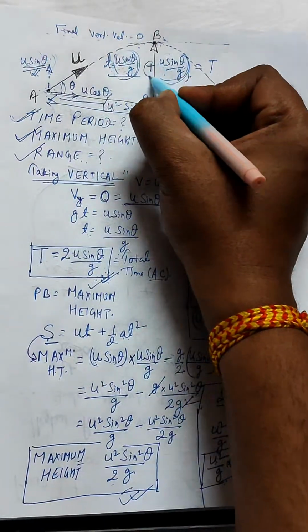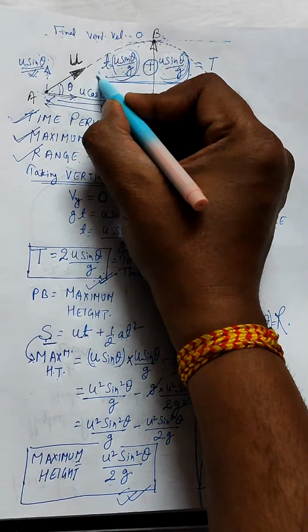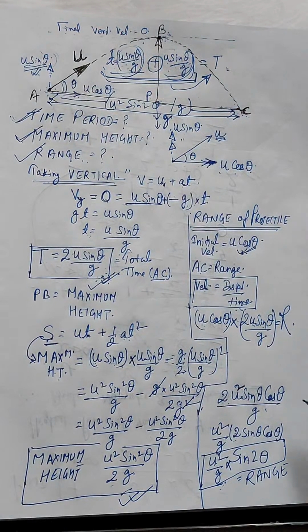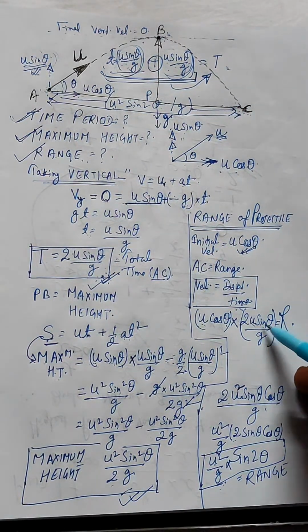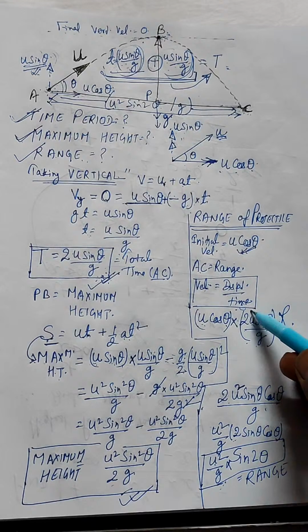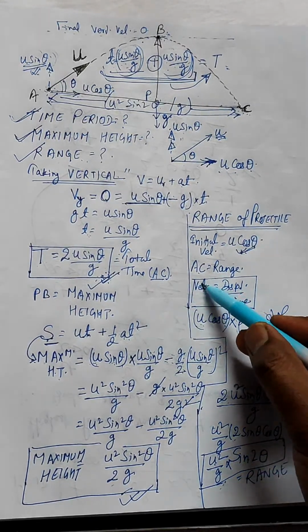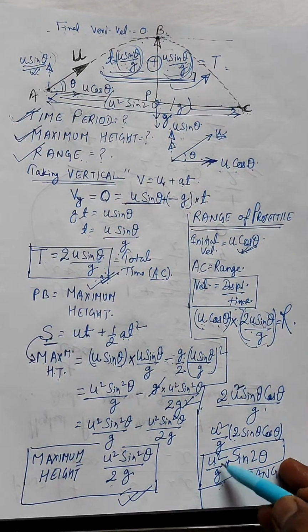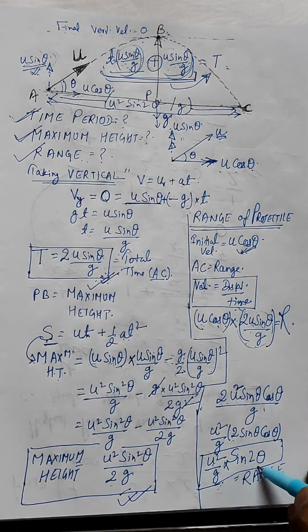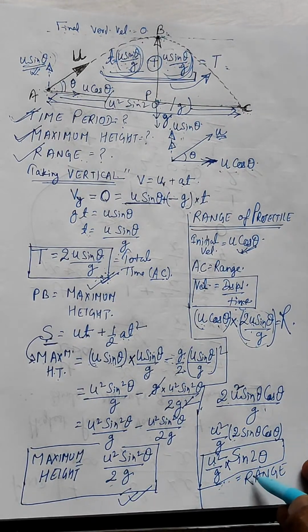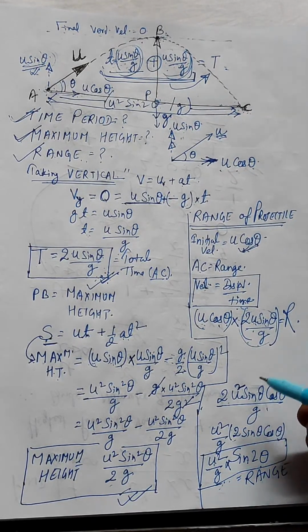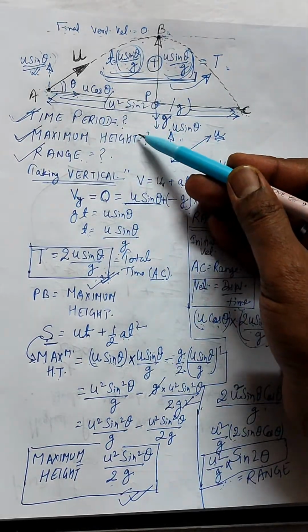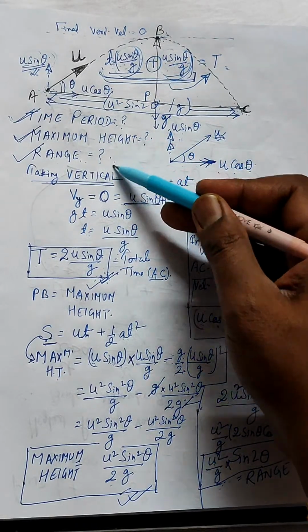So we put the value of capital T, that means the total time period of the projectile, and this is multiplied with velocity u cos theta to give you the range. So range is calculated as u square by g sin 2 theta, or u square sin 2 theta by g. So here we have seen how to derive the different formulas of the time period of a projectile, the maximum height attained by the projectile, and the range of the projectile.